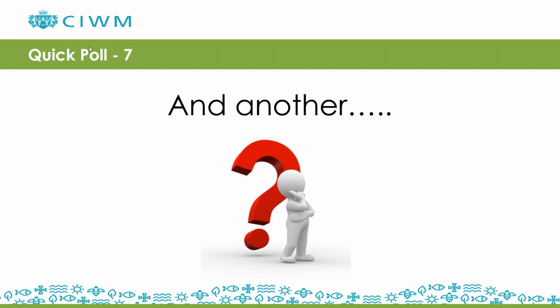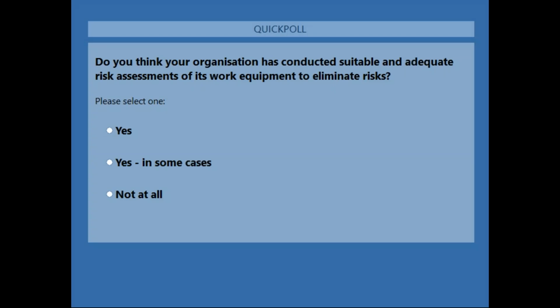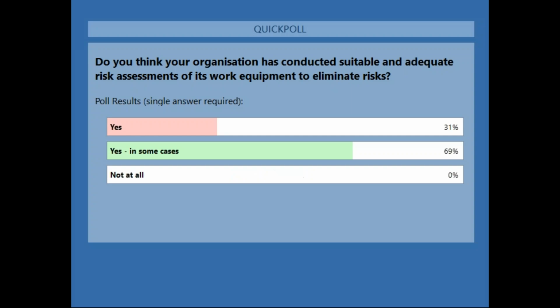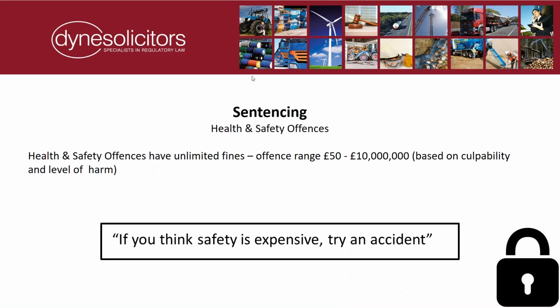Another question? Yes, we've got another poll question, John, for the audience. Do you think your organisation has conducted suitable and adequate risk assessments of its work equipment to eliminate risks? So, members of the audience, have you completed your risk assessments to eliminate risks? Yes, or yes in some cases, or not all? And here we have the answer. So we've got yes and yes in some cases. It'd be interesting to see in what cases they haven't eliminated risks. But what do you make of that, John?